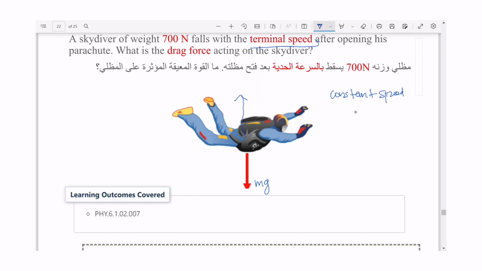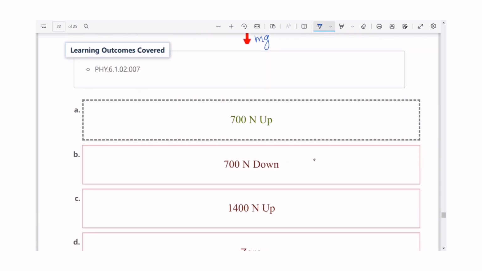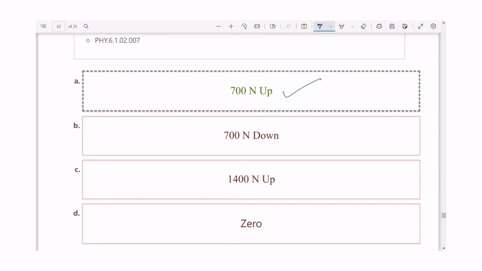If an object is moving at a constant speed, the opposite forces will always be equal, which means the drag force is equal to the opposite force, that is weight. So drag force is equal to the weight of the skydiver, that is equal to 700 Newton. Weight is acting down, so drag force will be acting up.